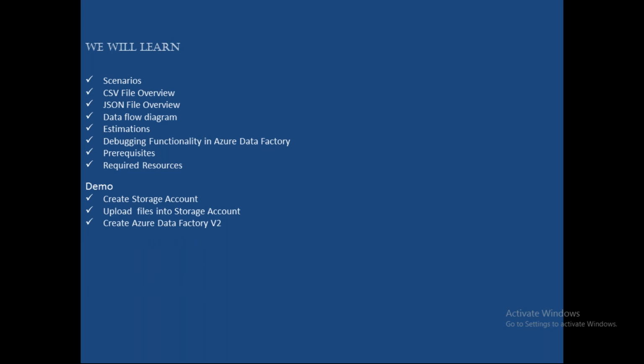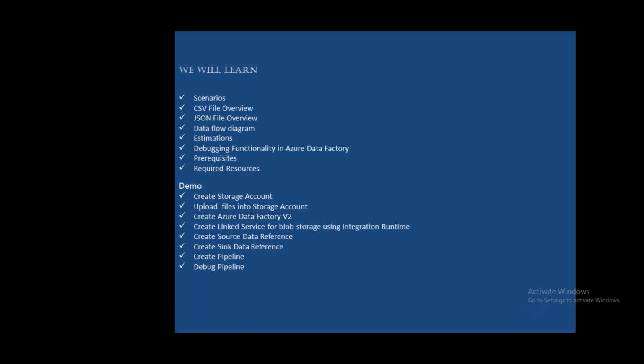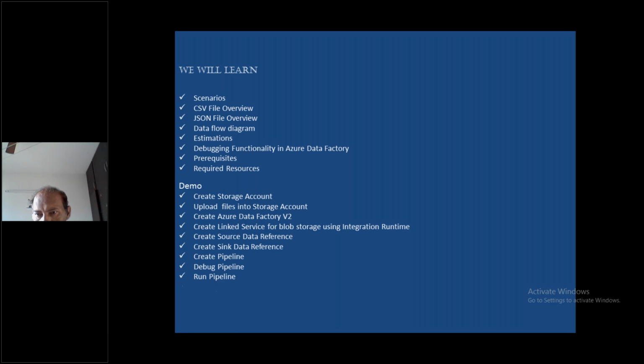Then I'm going to create an Azure Data Factory v2, and we need to create a linked service for blob storage via integration runtime, and create a source data reference and a sink data reference. We need to create a pipeline to move the data from the input container to the output container. Then we are going to debug this particular pipeline, and we are going to see how you can run this pipeline as well. And we have seen yesterday that the debug history and run history are both saved.